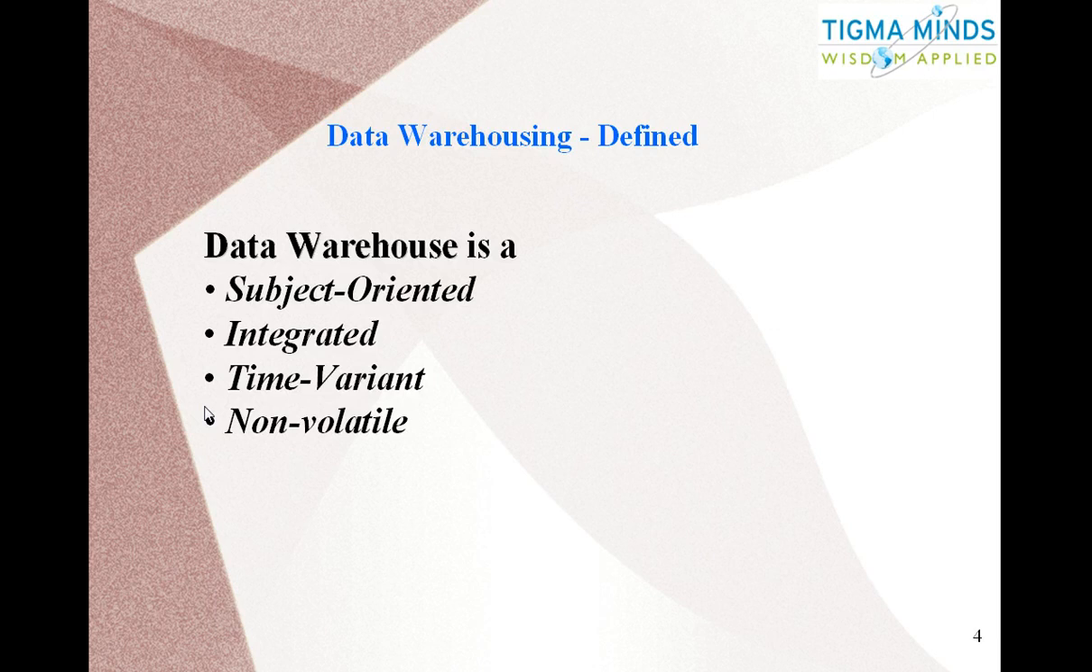Now, time variant. What exactly does time variant mean? It means the data in the data warehouse will keep on changing. I'm not talking about data being deleted or updated, it will keep on changing. Suppose today my sales was 100 rupees. Tomorrow my sales will become 200 because I have added one more day. The revenue for the additional day will be added in the data warehouse. This is a perfect example of time variant.